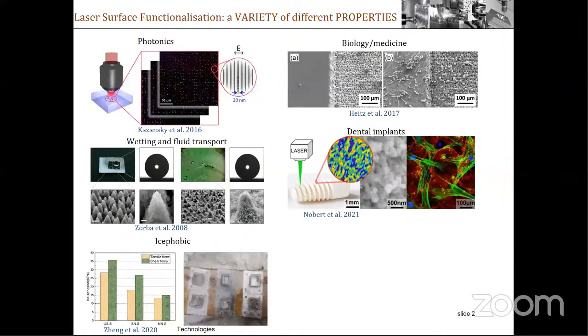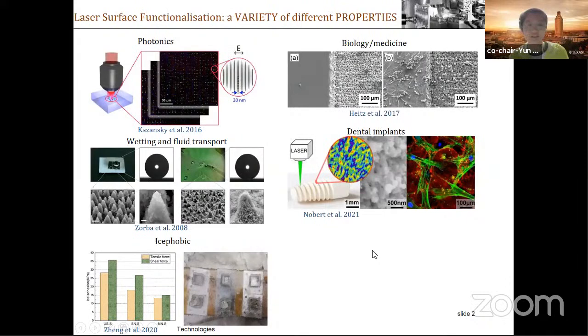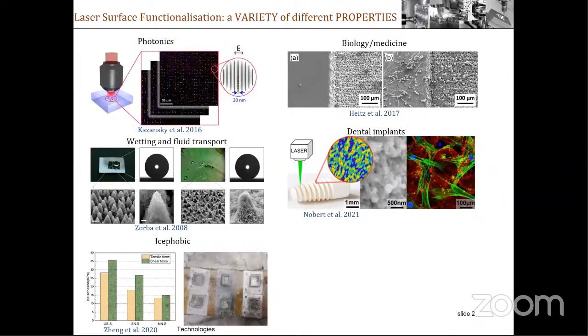Particularly when we come to icephobicity, this is the main concern. Icephobicity is mainly related to aerospace as well as wind energy. In many cases, ice accumulation happens on the wings, which increases the weight and also causes dynamics issues with the aircraft structures.